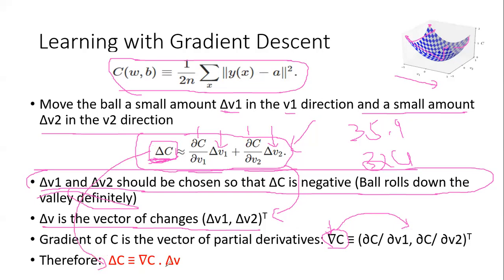Delta C equals inverted C dot product with delta V, where delta V is V1 and V2, and obviously inverted C are these two partials. It's just to facilitate the multiplication of vectors. They are the same thing. Is this thing clear?